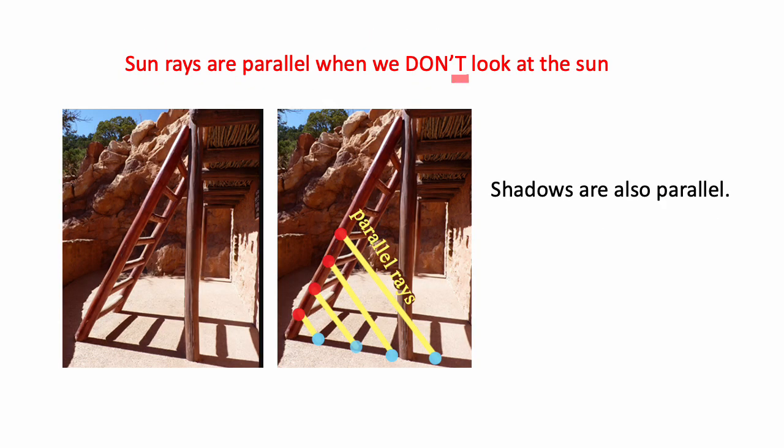When we don't look at the sun, then the light rays and shadows are parallel. In this example, I connected the ladder to its shadow on the ground, and that gave us a light direction going up this way. The light rays are parallel, and the shadows are either parallel or converging.